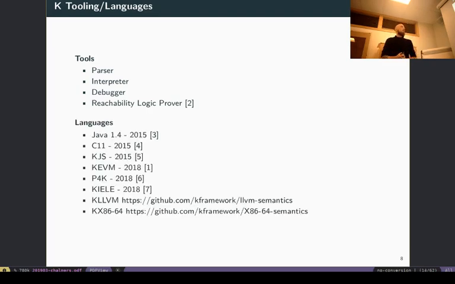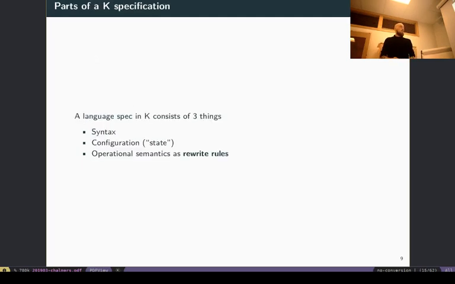They've specified a bunch of languages in K. And not toy languages, real languages. So Java 4, C11, JavaScript, EVM, some other ones, some works in progress. So, I mean, it's an industry-grade tool. Runtime Verification do use this extensively to actually verify real code. And I've been saying, specify your language in K.